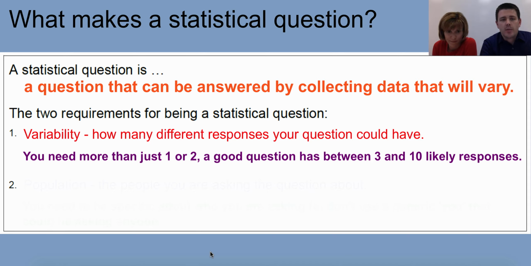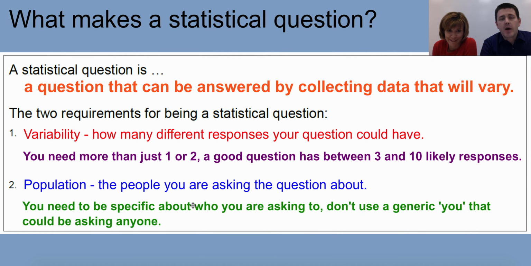The second requirement is the population. Who are you addressing the question to? You want to be specific about who you're asking. You don't want to just say, who is your favorite musician, or what is your favorite color? Because then we don't know who you're referring to. You want to be specific.